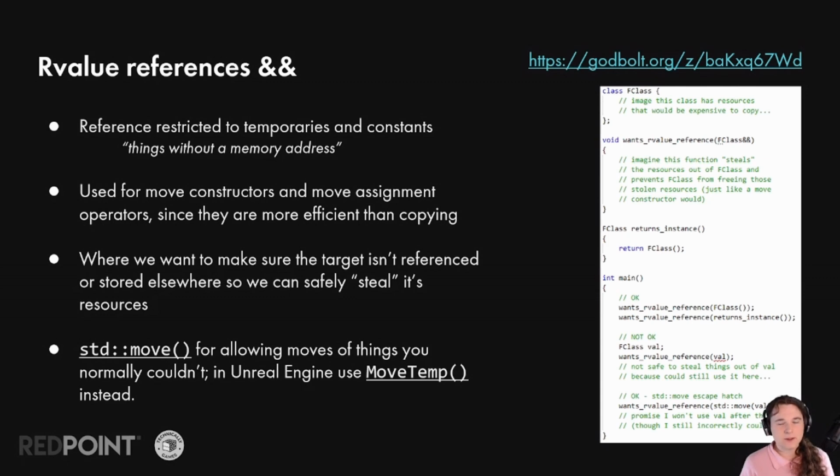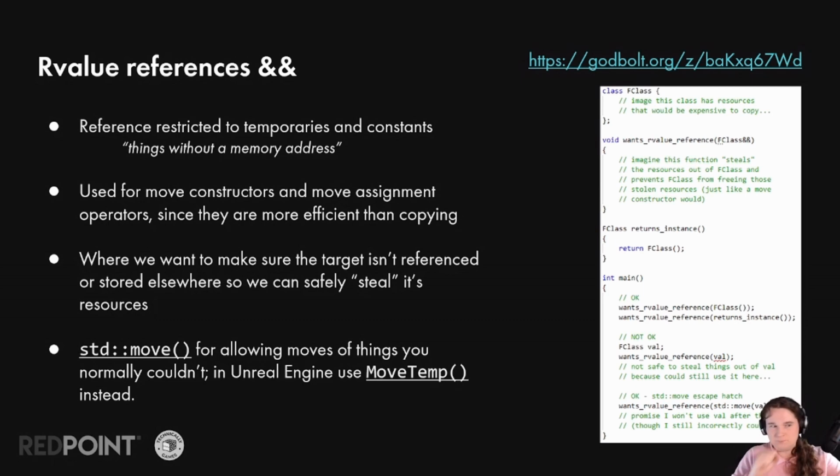R value references. You might have noticed these before in move constructors. I want to be really clear that when I first was researching what this actually meant, my initial expectation, having done C++ for like 5 years, was wrong. When I looked this up, I was like, oh, it's something completely different. So don't stress if you don't understand, it's totally fine. The R value reference, which is the && operator with regard to types, is a reference that is restricted to temporaries and constants, right?